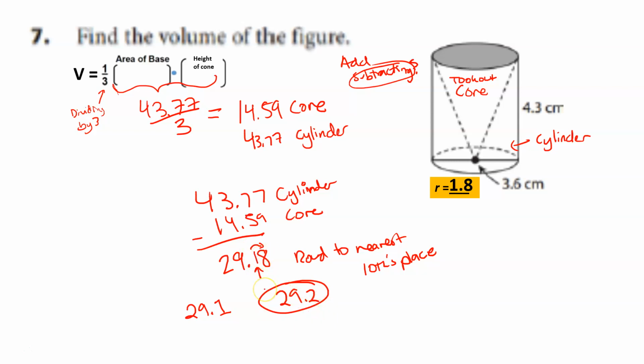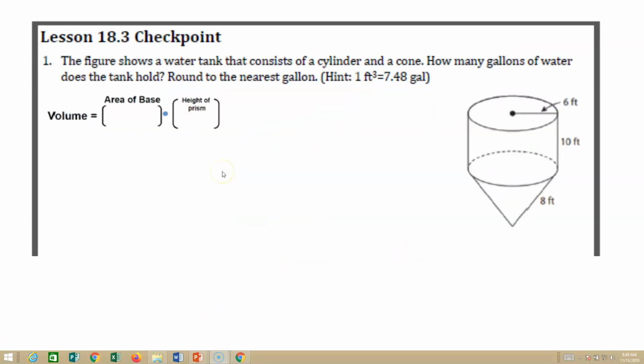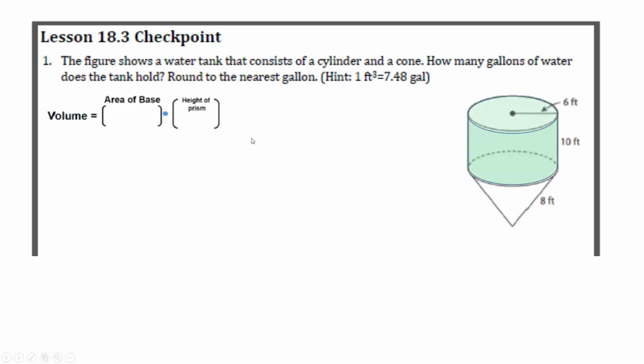All right, let's go on to the next one, which is our checkpoint. Here they want us to find the volume of this composite figure. There's our cylinder. Since our base is a circle, I'm going to write radius squared times pi. Notice how I color-coded some stuff. They already give us our radius, which is nice. Let's plug some stuff in. Hopefully you plugged in this, and let's calculate some stuff.